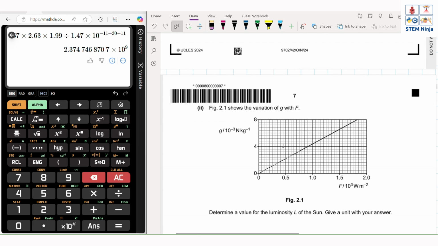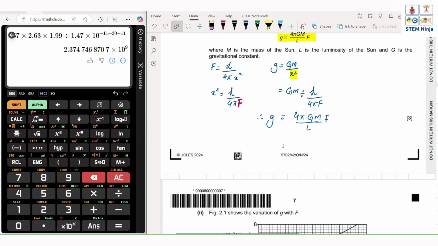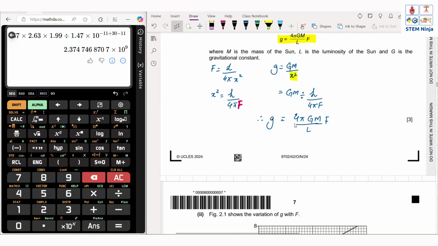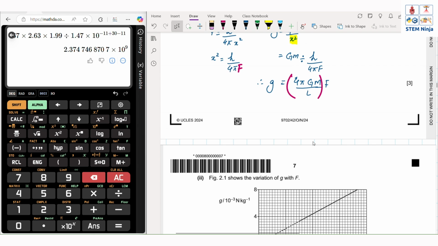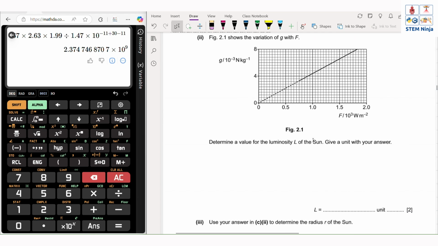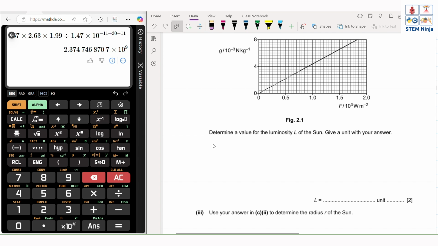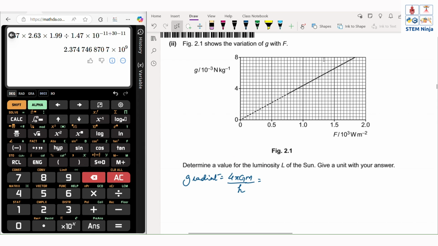All right, figure 2.1 shows the variation of g with f. Basically this shows that g and f, small g and f, are directly proportional to each other. Determine a value for luminosity L of the sun. So luminosity will come from the gradient. We need the gradient over here, which is equal to 4 pi gm over L. We need any two values. Since this is directly proportional, one can be 0, 0, but we need just one more value.